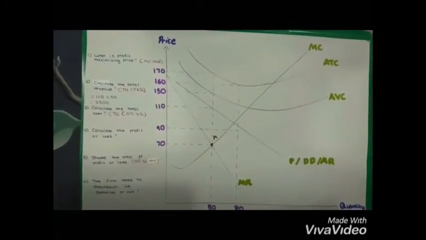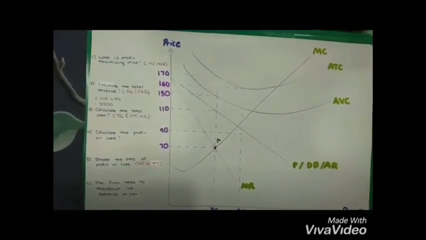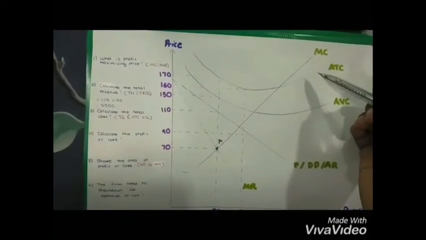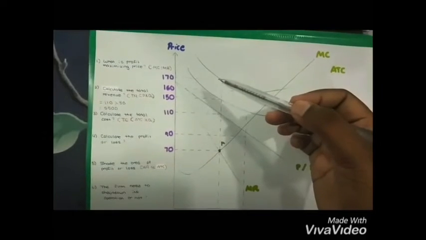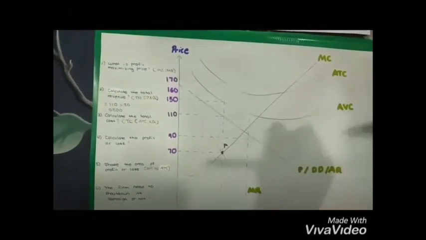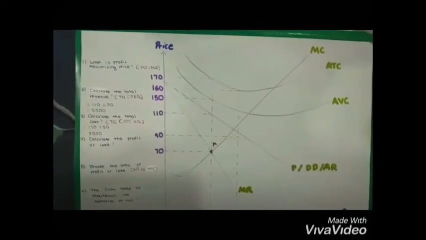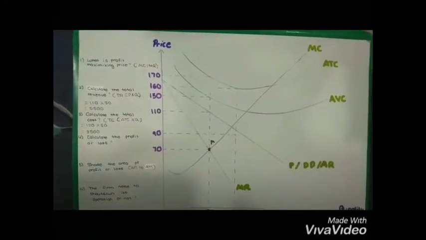Third question is, calculate the total cost. Total cost equals ATC times Q. This is the line ATC, 170 times 50. The answer we get is 8,500. This is the calculation way.